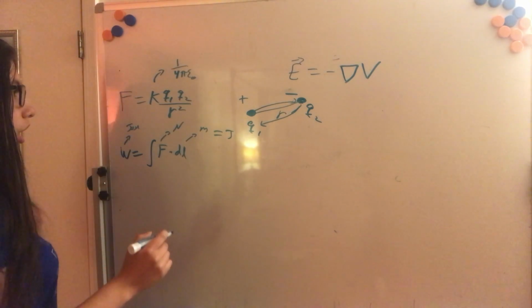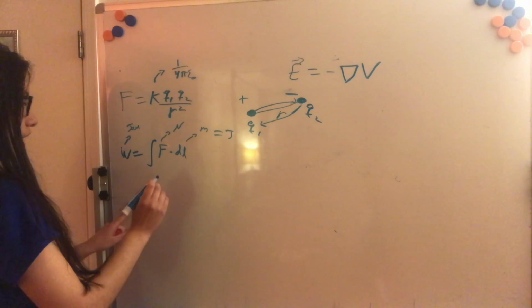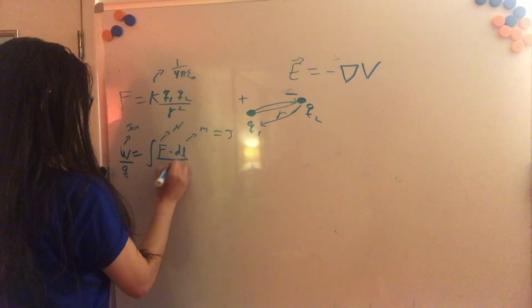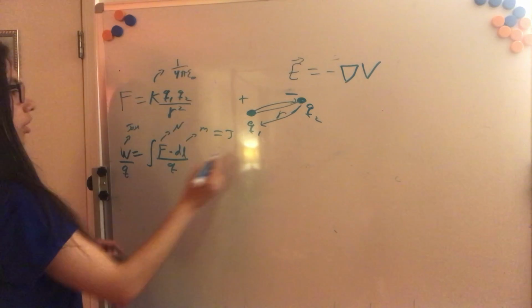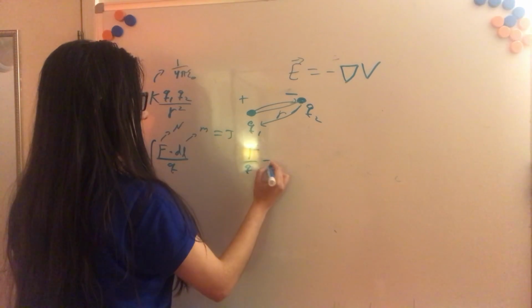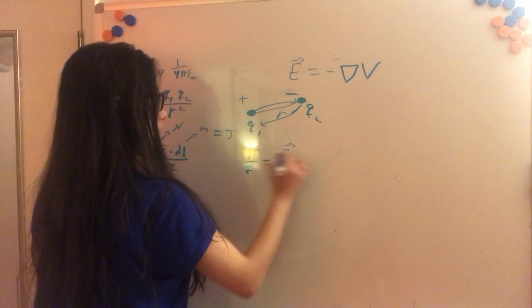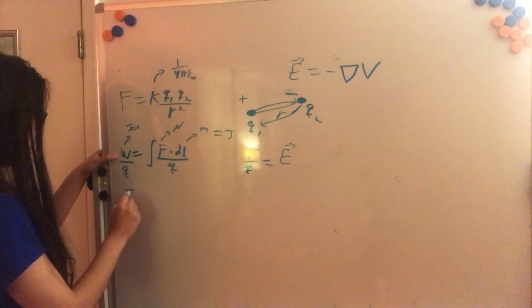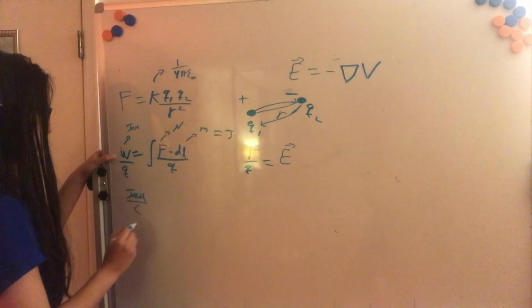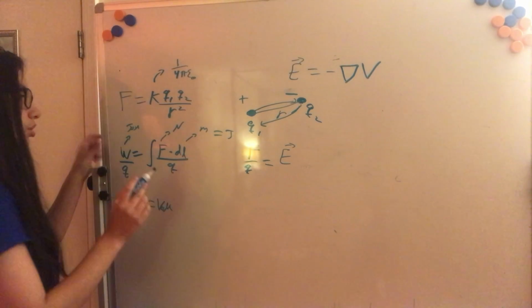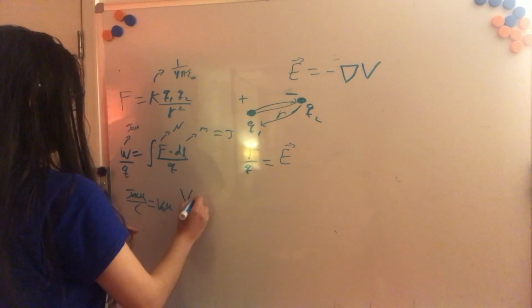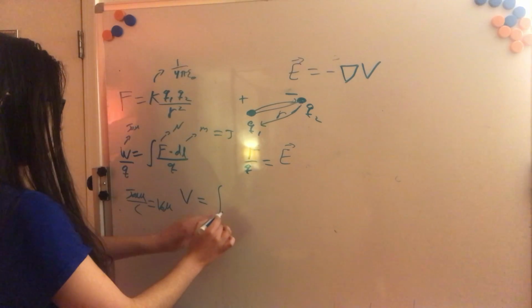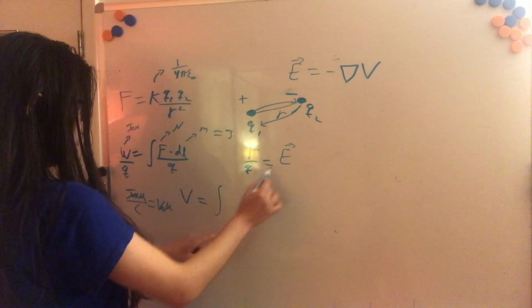Now if we divide everything by charge, so by Q, we know that force divided by charge is the electric field. This is the electric field. And by the unit, we know that joules divided by Coulomb is volt. So we would have that the voltage is equal to the integral of the electric field dot dl.